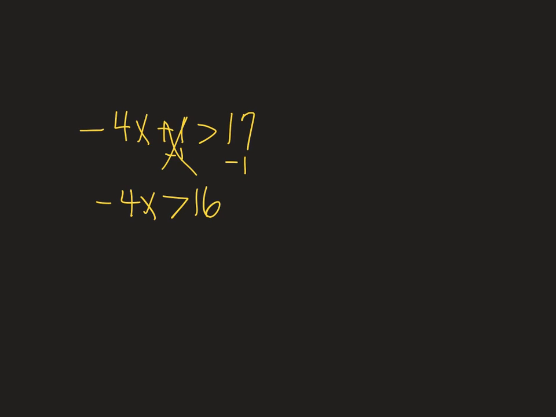Now, notice I'm going to bring over my negative 4x, and because I'm bringing over a negative 4x, I'm going to switch my sign. Remember, reverse your sign. Negative 4 divided by negative 4, that cancels. x, I'm going to switch my sign, and my answer is less than negative 4.